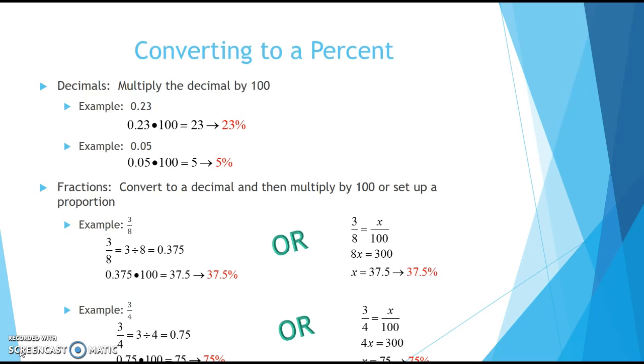Or we can use a proportion. 3 to 4 is equal to how much out of 100? 3 times 100 is 300. 4 times x is 4x. Divide both sides by 4. X is 75, or 75%. I apologize if the screen is a little cut off at the bottom.